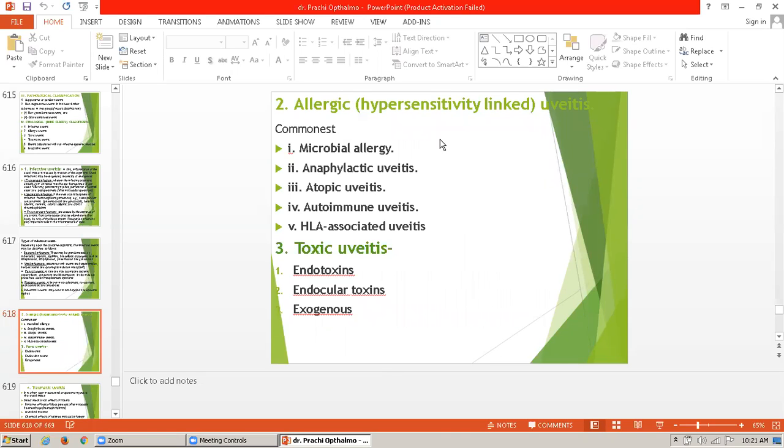Second is allergic hypersensitivity linked uveitis. It is the commonest. In that, there is microbial allergy, anaphylactic uveitis, atopic uveitis, autoimmune uveitis, and HLA associated uveitis. Third one is toxic uveitis. In that, there are endotoxins, endocular toxins, and exogenous toxins.